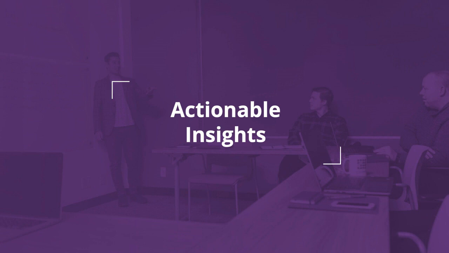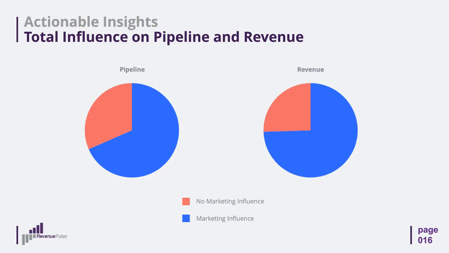The first of which is we really like to start at the highest level possible. And here we have the total influence on pipeline and revenue. These pie charts just show us the total pipeline and the total revenue for our organization, and we're dividing that into dollars or opportunities with marketing influence, which is in the blue, or without marketing influence. And so you can imagine that depending on the attribution model, you could do this with Salesforce or with Marketo data. It's going to really skew the results in that pie chart.